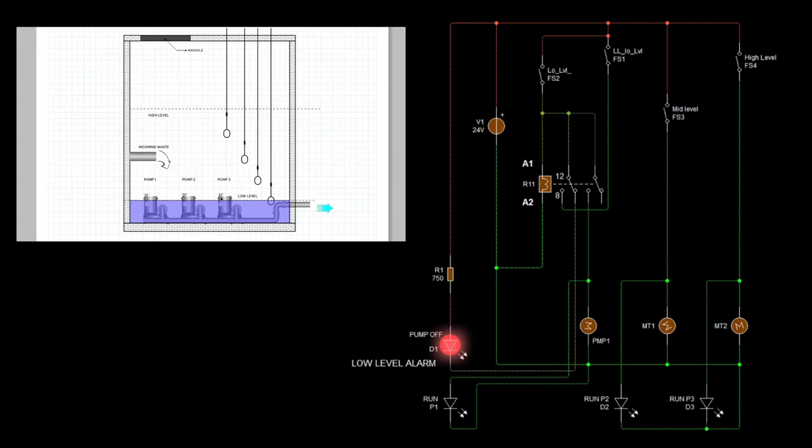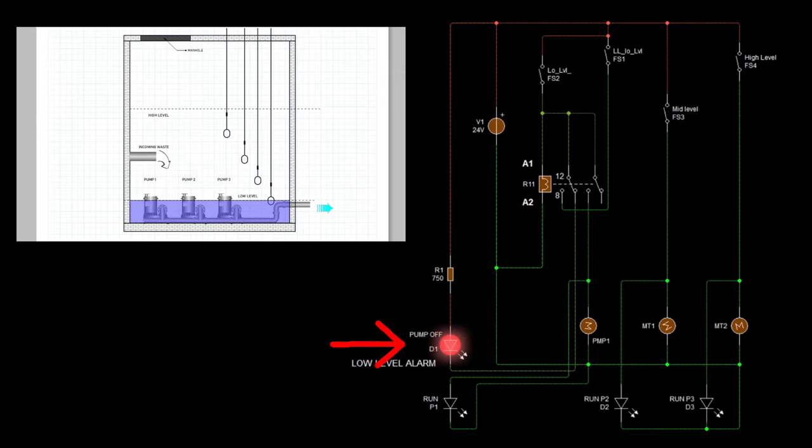Float switches are connected to the main control panel of the sewage system. The simulation will show how the float switches control the level of the tank by switching the pumps on and off. As you can see in the image, the level of the tank is at low-low level. It means no pumps should run in this status. So in our simulation circuit, the low-low level alarm is energized.